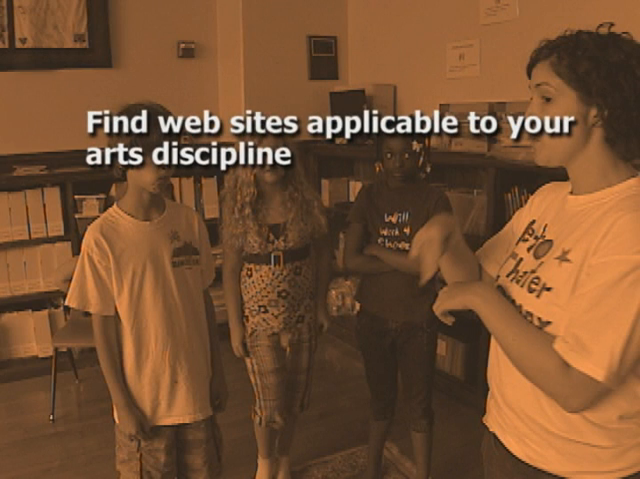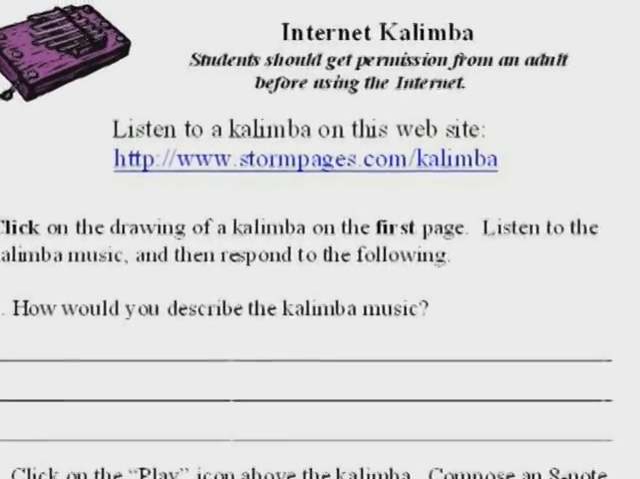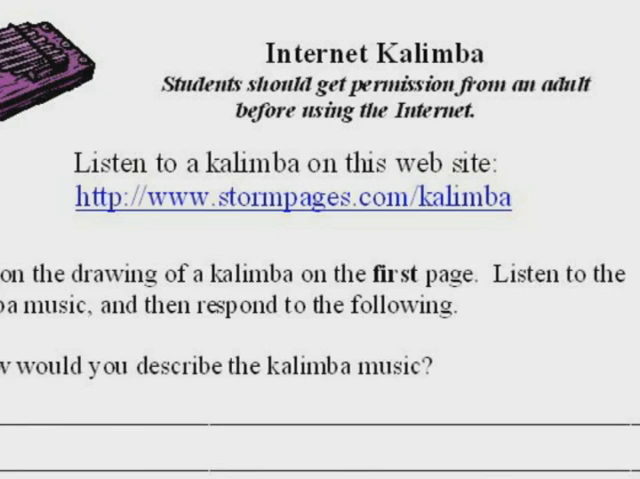To promote technology education, find websites applicable to your discipline. If students can do something on the website, even better. For example, a website that allows students to play a kalimba, an African thumb piano, on their computers is a good choice for a student page about African instruments.